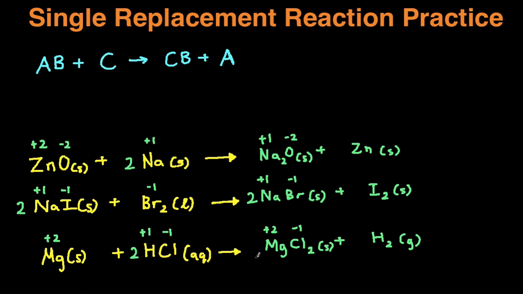Just a quick recap of what a single replacement reaction is. It's when you have an ionic compound reacting with an element or a compound made up of only a single element, and then it's going to give you another ionic compound and another element or compound made up of a single element.